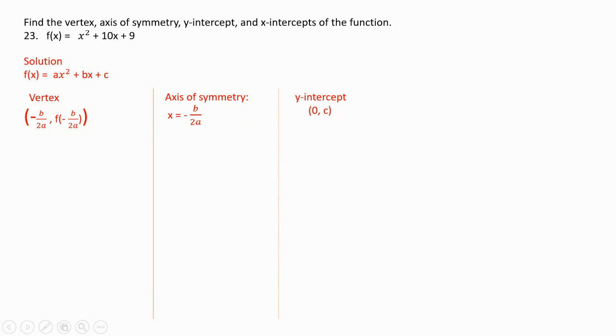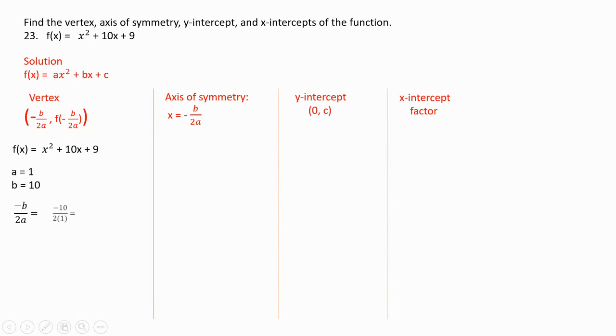For the y-intercept, it's really obvious. The y-intercept is always a constant. The constant is a number that doesn't have an x or a variable. And then for the x-intercepts, you have to know how to factor. Okay, so let's start with the vertex. My a is 1 and my b is 10.